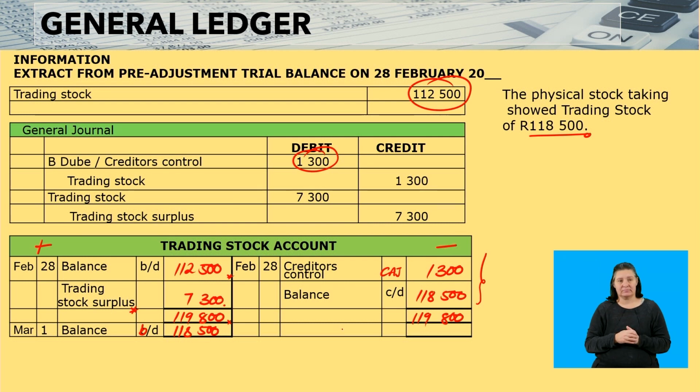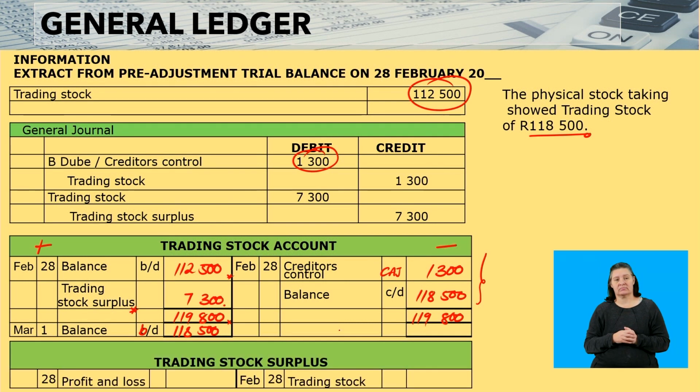That is my trading stock surplus. With the trading stock surplus, when I come now to my trading stock surplus account, I will come and credit my trading stock surplus. Remember, it is income. So I'll say trading stock, and then I'm going to credit it with 7,300. And then I'll close it off to profit and loss, 7,300.